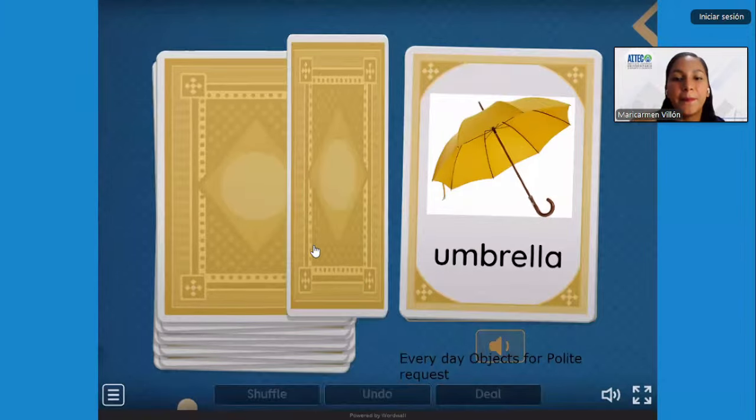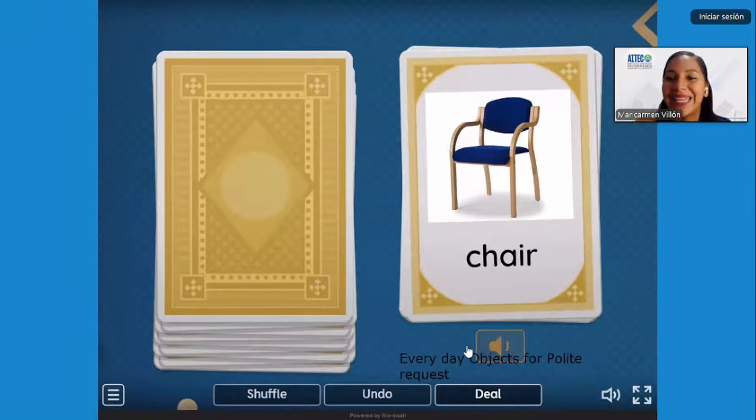Umbrella. Chair. Okay, listen to the pronunciation. Chair. That sounds a lot British. Suena muy British esa. Bueno, sí, it's just pronunciation. Quizás chair, more American, es más gringa esa pronunciación. But chair, that's British. Listen. Chair. Okay, both are correct. Ambas están correctas, ¿no? You can say chair, American English, or chair, British.